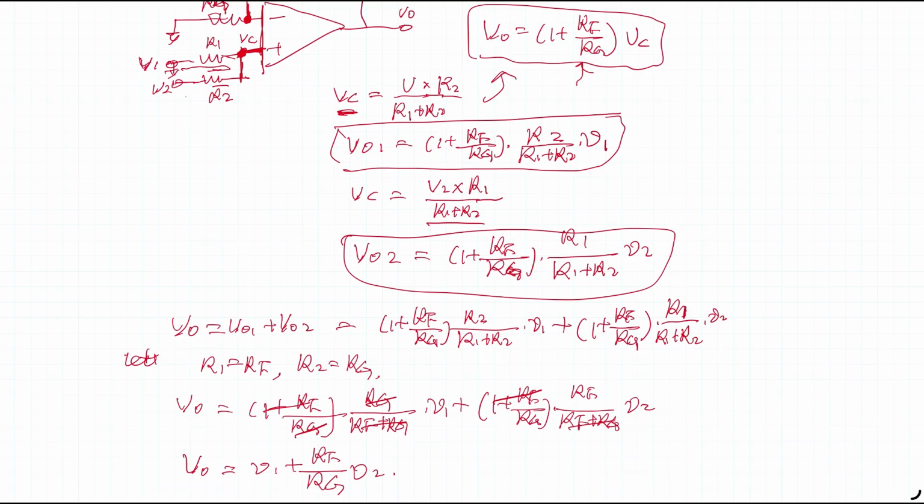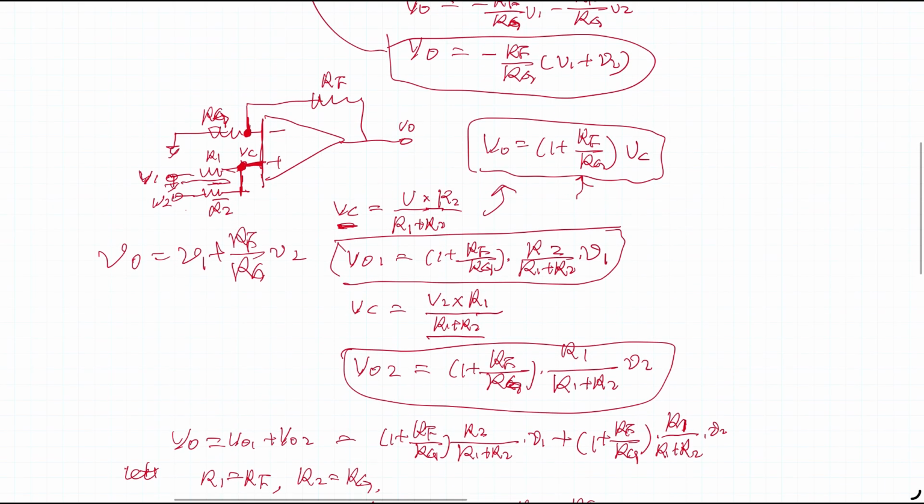Okay, now let's copy this equation to here. For non-inverting input, we have V out equals V1 plus RF over RG and V2. Let me clean up this equation here. So we have R1 is RF and R2 is RG.